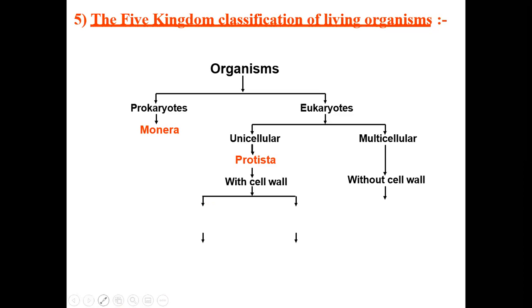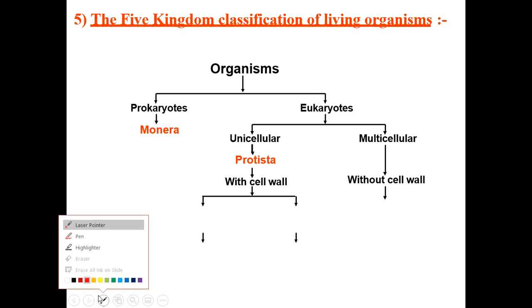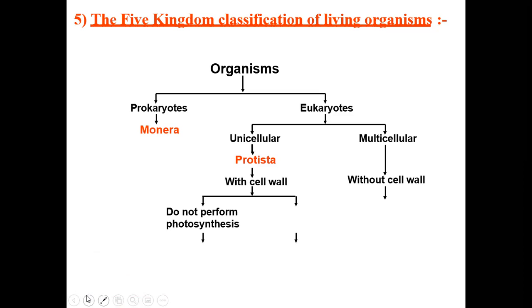With cell wall will further divide into two forms, like those that do not perform photosynthesis and those able to perform photosynthesis. Do not perform photosynthesis means Fungi, and able to perform photosynthesis means Plantae, that is plants. Now, without cell wall, like Animalia, animals. So, this is the basic five kingdom classification of living organisms.